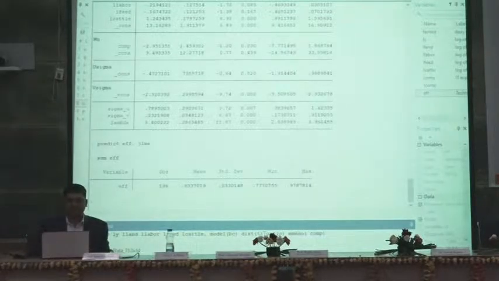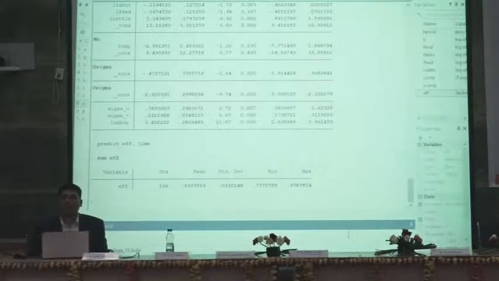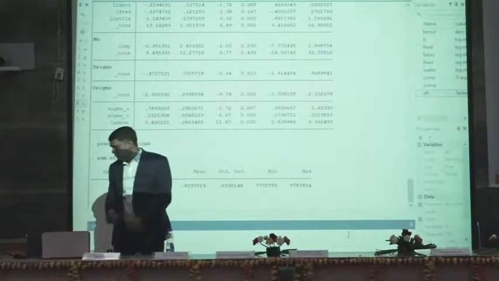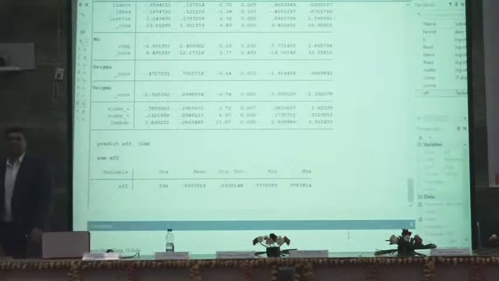So, okay. If there is any doubt, you can ask, or if you want to run the code for stochastic frontier using cross-sectional data, you can come and run the code. Anyone who wants to come, because it's a hands-on session, you have to come.